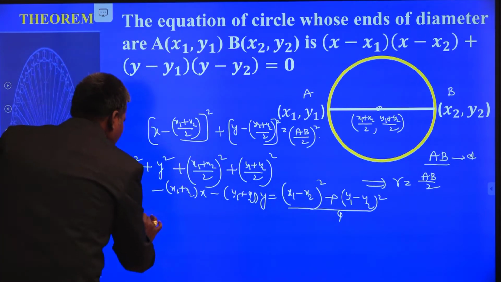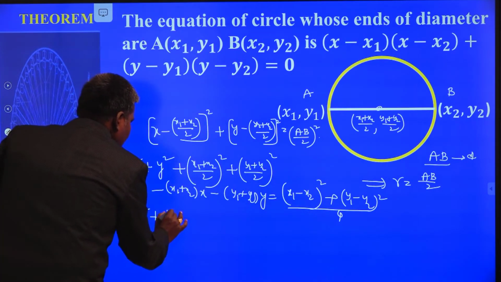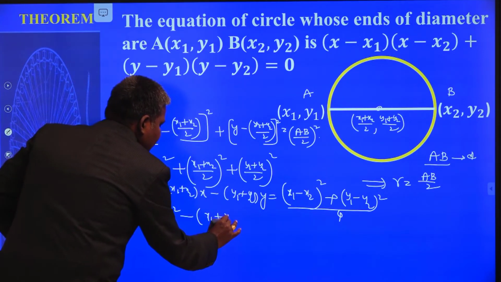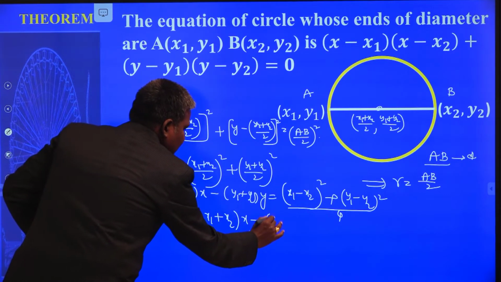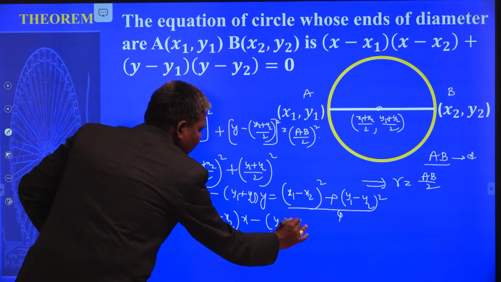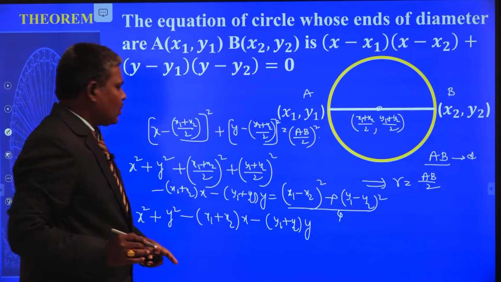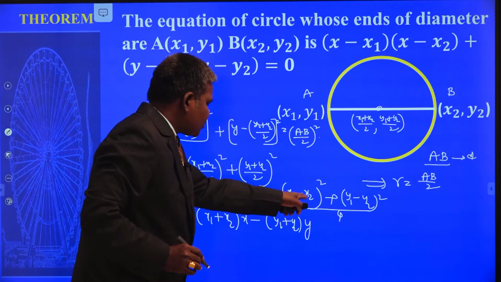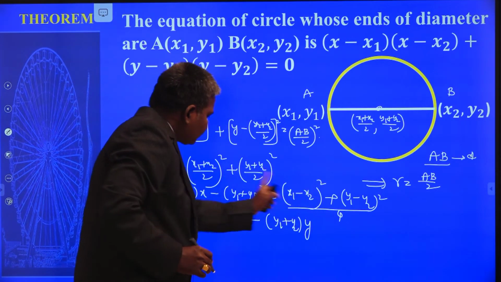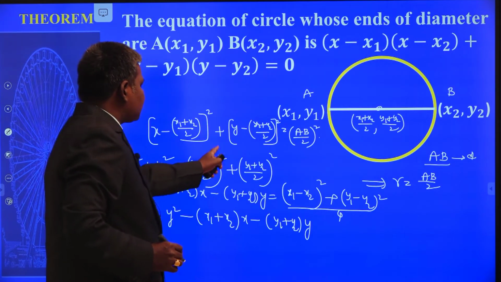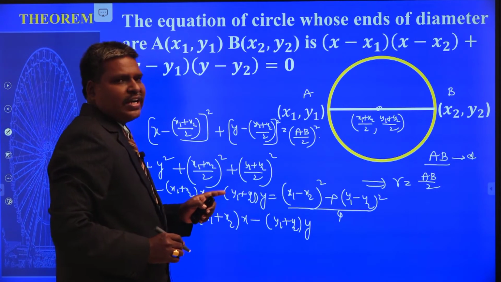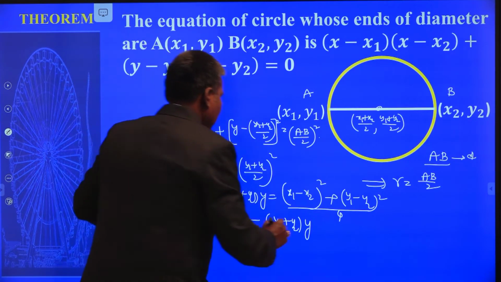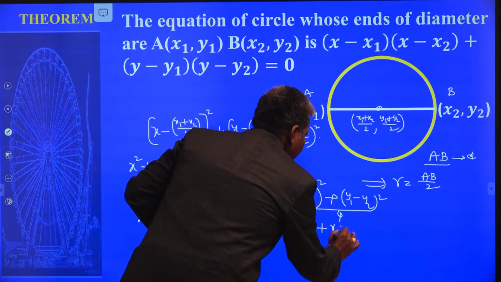Observe this equation. I am writing x² + y², and then minus (x1 + x2) into x, minus (y1 + y2) into y. Now observe this one, (x1 + x2)² by 4 and this is (x1 - x2)² by 4. Take this term to the left side. What happened? (a + b)² - (a - b)² is 4ab by 4. Here ab means x1 x2, that is plus x1 x2.